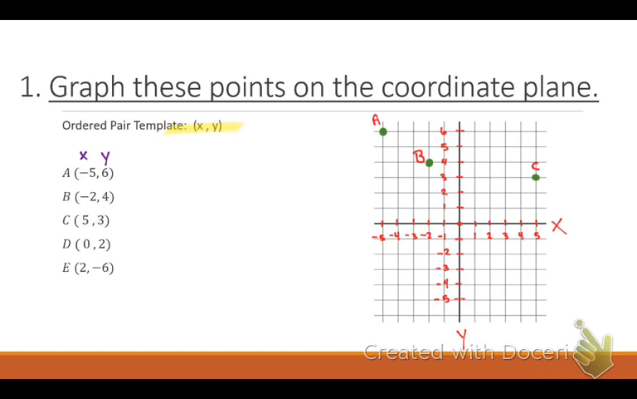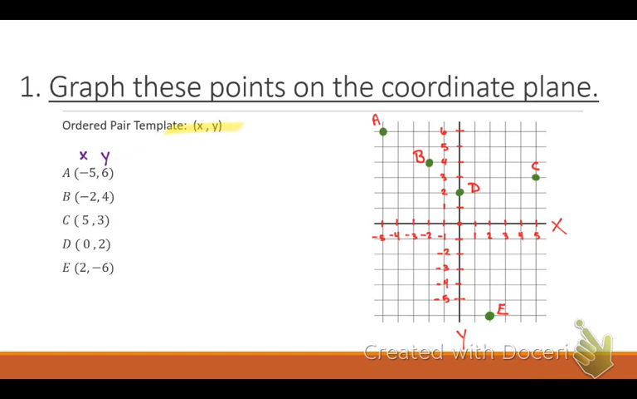Okay, so 0 on X means I don't go left or right any, but then I go up 2. Is that where you put D? Did you guys put D there? And then for E, I do need to add that -6 down at the bottom. Just know that E is down over 2, down 6. All right, any questions about plotting points?